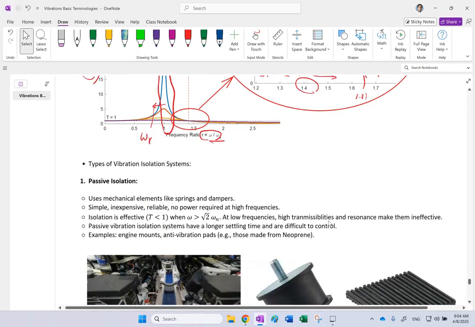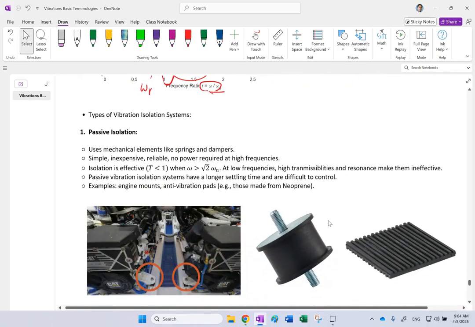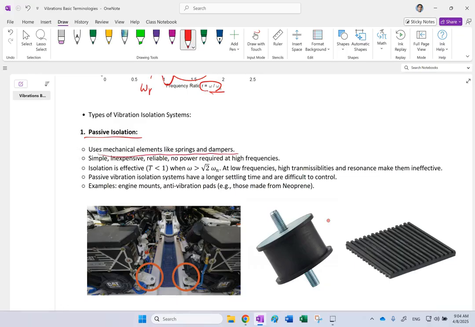So now let's go and talk about these different categories of vibration isolation. First one is passive isolation. All you do here is use springs and dampers and try to minimize that transmissibility as much as possible. The good thing is they are inexpensive, they are reliable, they don't need any power, and they are relatively good at high frequencies. All you need is to pick a good K and a good C and follow that instruction that I said as much as possible.